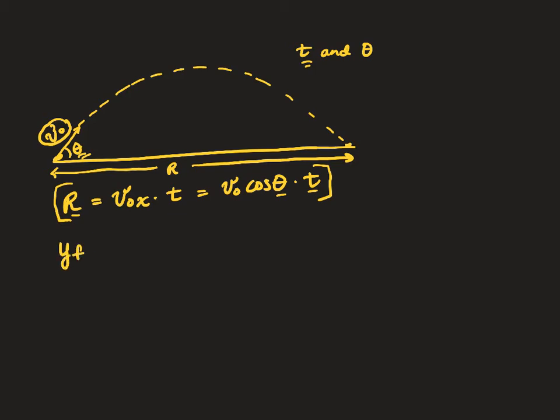That's y final equals y initial plus v initial y times t plus 1/2 a t squared. That's going to tell us about the vertical part of the motion between these two points, as it just rises up and falls back down.